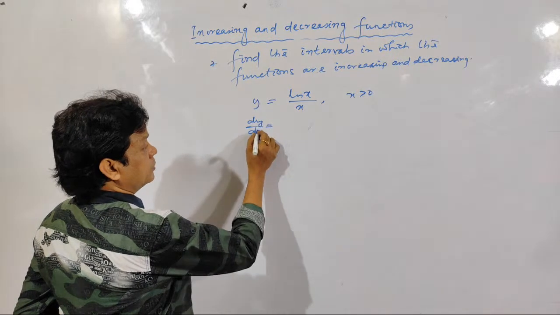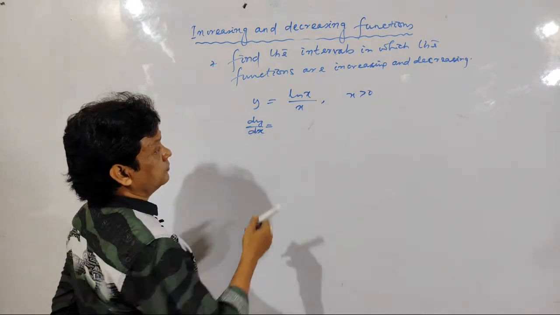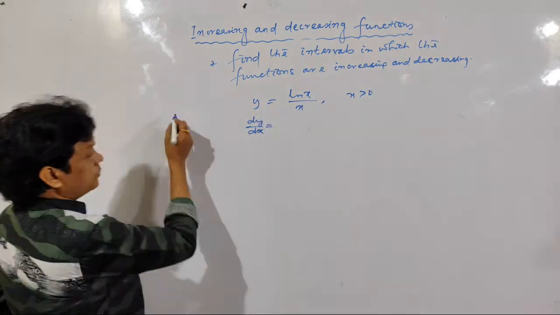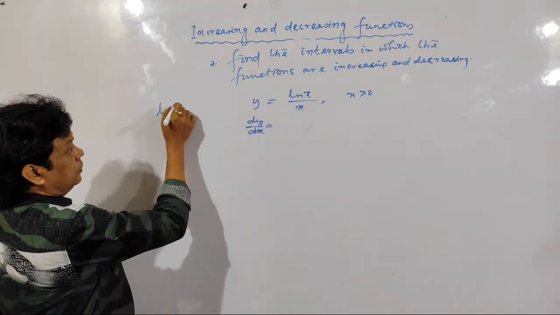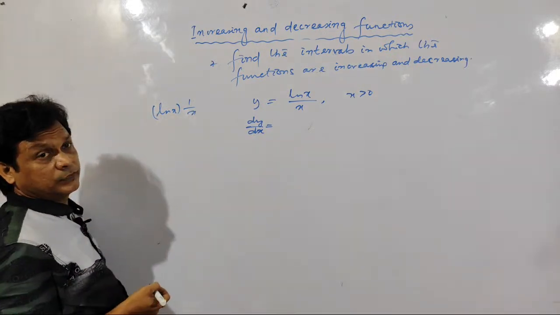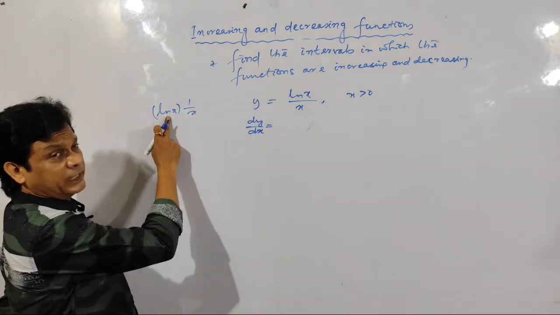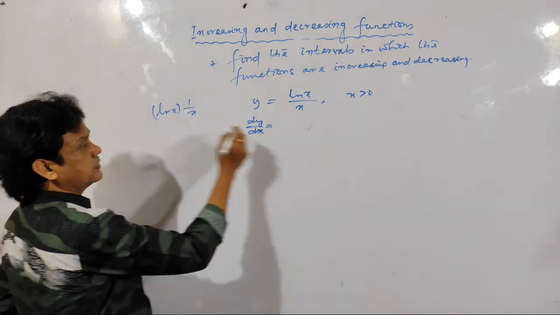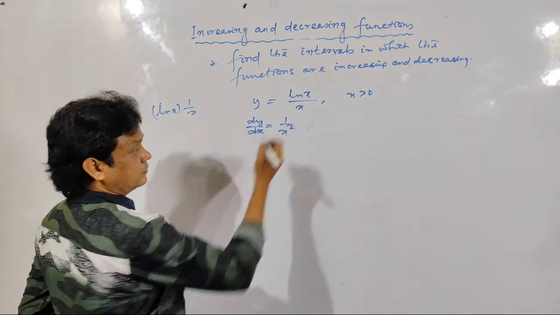In JEE also this question was set. I am writing this question like this: ln x into 1 by x. I am applying the product rule (UB). It will be very easy for you. The derivative of ln x is 1 by x, so 1 by x into 1 by x. It is 1 by x square.